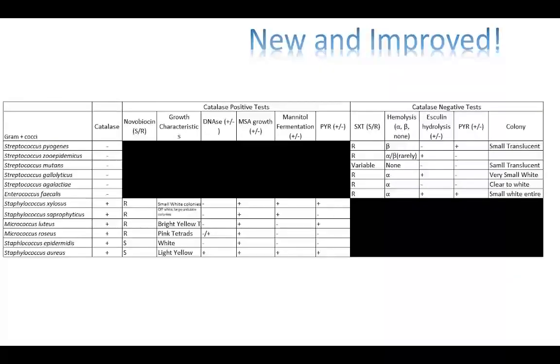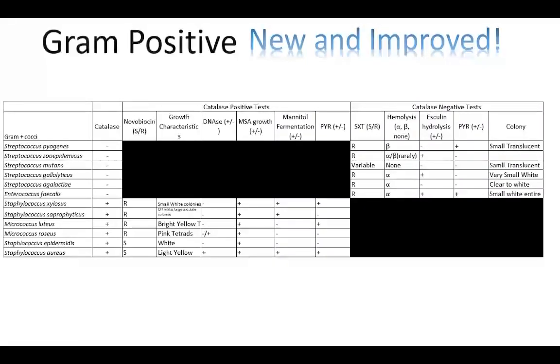Okay, so we've got our gram-positive tests, new and improved. These are a little bit more clear. Hopefully this will help you guys do identifications. We're going to talk about the important things to look at for identifications, the ones that are the most important to say, hey, this is what it is and this is what it isn't. Because I know there was a little bit of difficulty trying to identify these last time. That's okay. We're going to help you guys out with these.